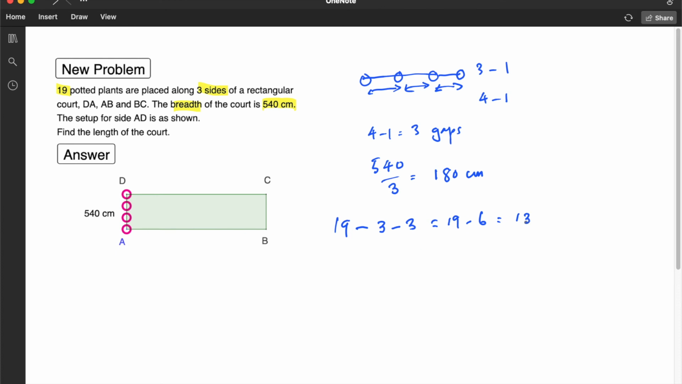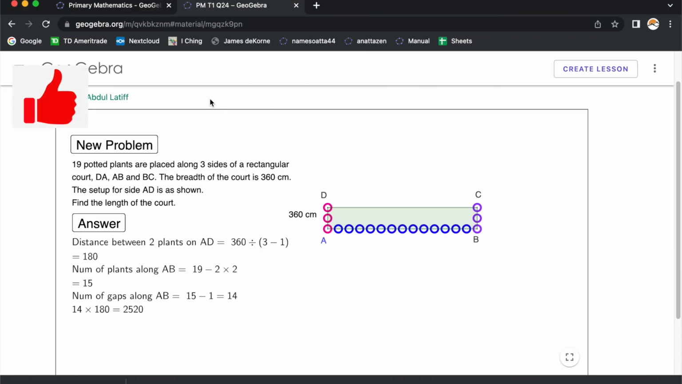Right, so we got to remember again, 13 is the number of trees, so the number of gaps is equal to 13 minus 1, which is 12. Right, then we can take that and multiply by the length of each gap, which is 180. Right, I believe we should get 2160 centimeters.